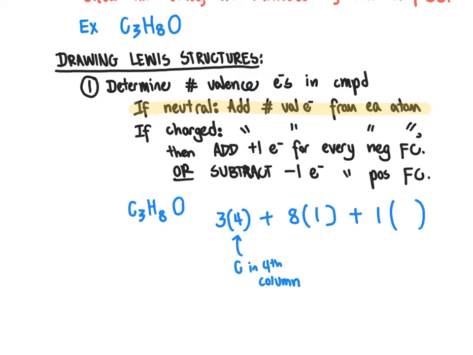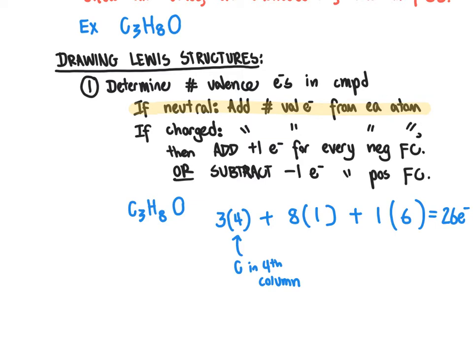Looking across the periodic table, oxygen is in column 6. It's listed there as VI for Roman numeral 6 in your periodic table. So we'll go ahead and put that in as 6. Add all that up, and that is going to give us a total of 26 valence electrons that we have to deal with here.